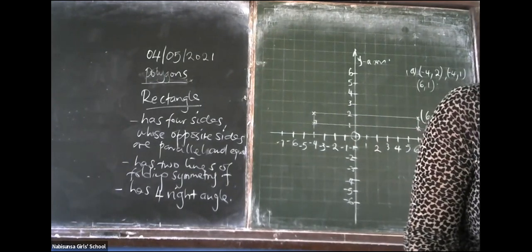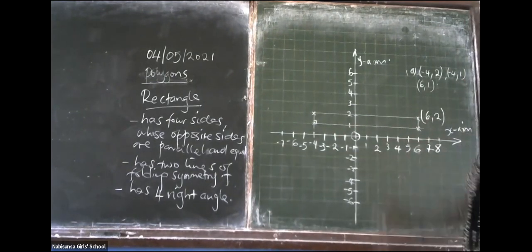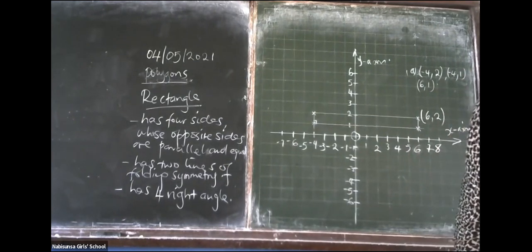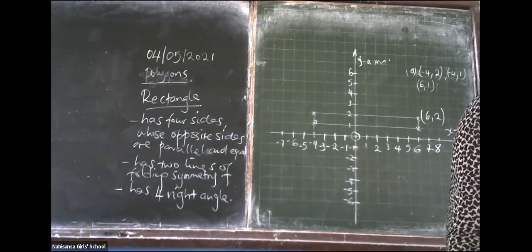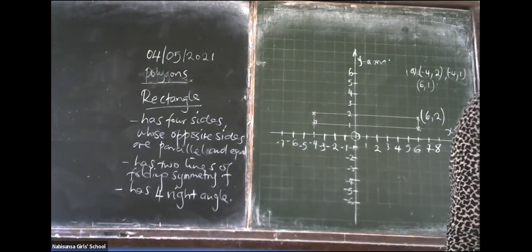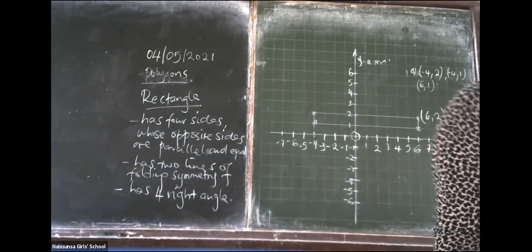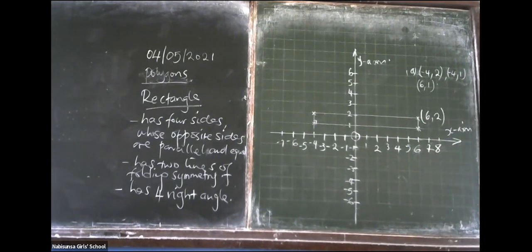If you are through with that one, we are going to move to part B, plotting the points that are given, and then find the missing point. We are going to try point D, and during your time, you're going to do C and D, and find the missing point.